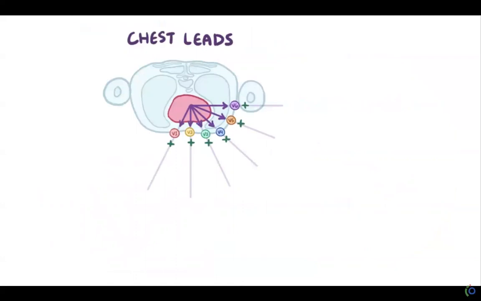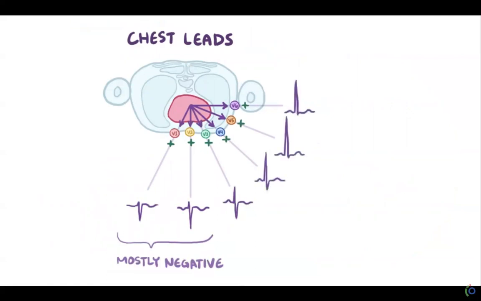The exact same depolarization wave might appear mostly negative in V1 and V2. It might be isoelectric in V3, and mostly positive in V4, V5, and V6, all because of the exact direction and magnitude of the vectors at different points in time. Similarly, each of the limb leads produces its own viewpoint of the depolarization wave as well.